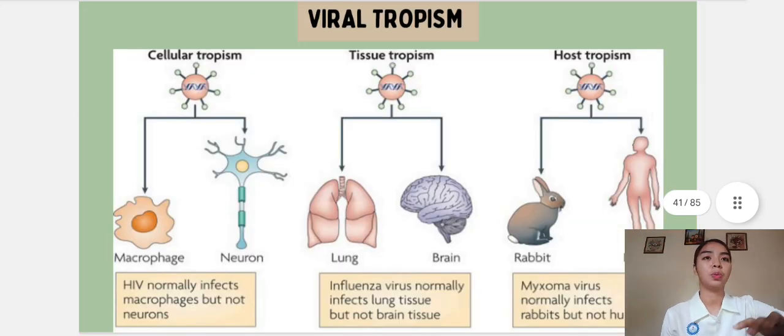So, on this picture, we can visualize what is viral tropism. For example, in cellular tropism, meaning the virus choose a specific cell to infect. HIV normally infect macrophages but not neurons. So that is what we call yun nga yung mga favorite nila, o yung specific, yung prefer nilang i-infect. So HIV infect macrophages but not neurons or brain cells.